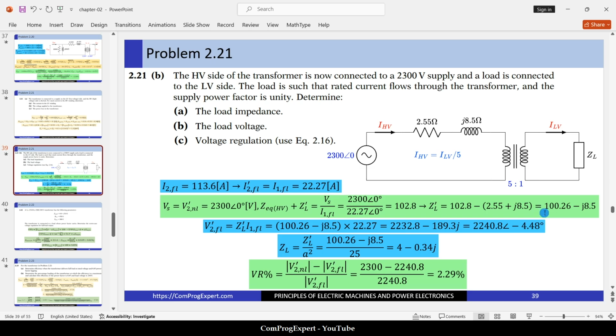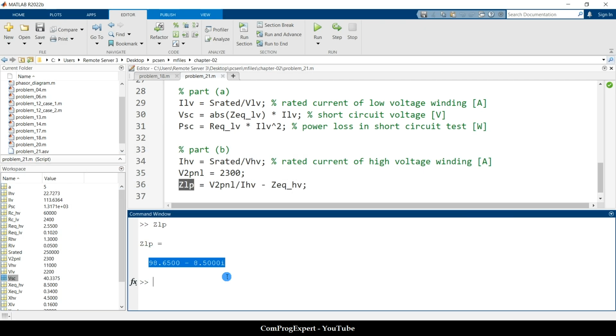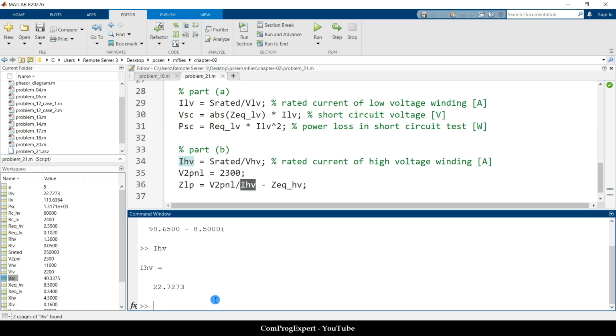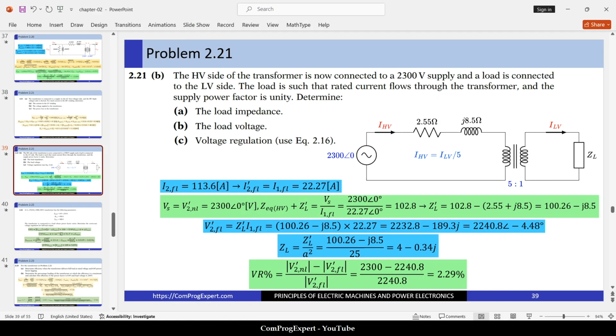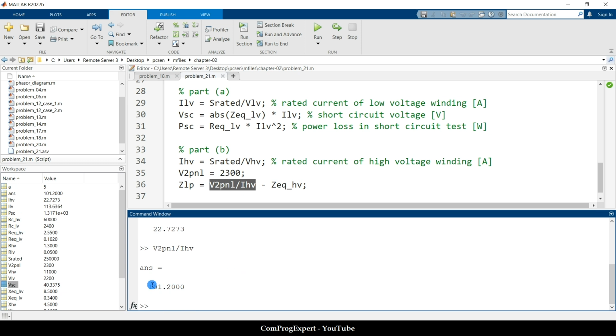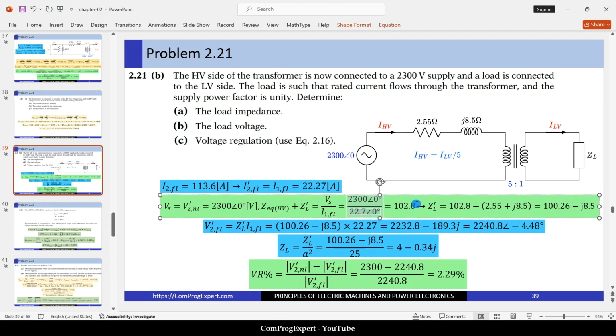This case that we have. What is the value of the current for the high voltage? 22.7. Okay, here I considered this number. 22.7 is the correct one. This ratio is actually equal to 101.2.